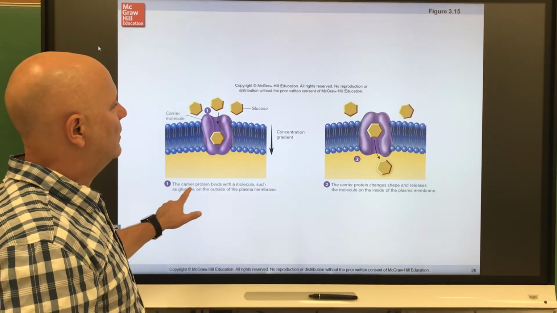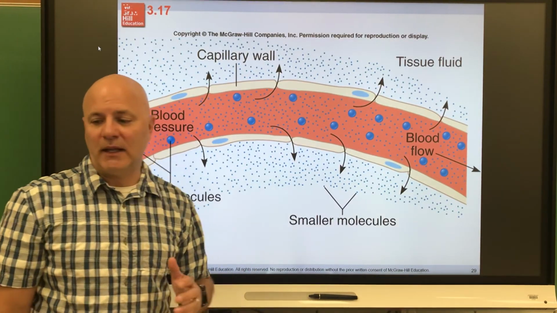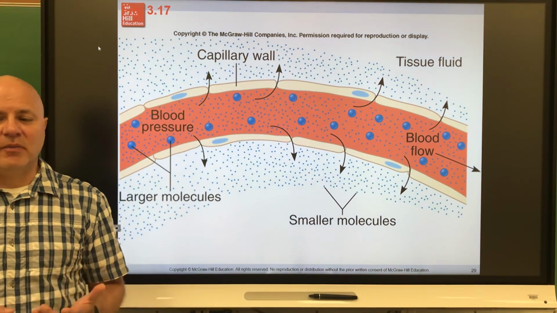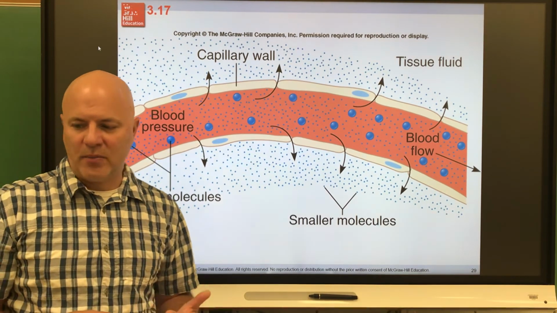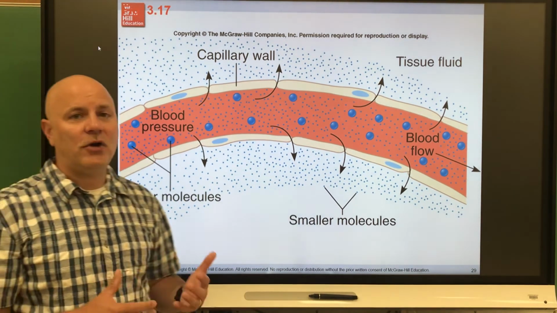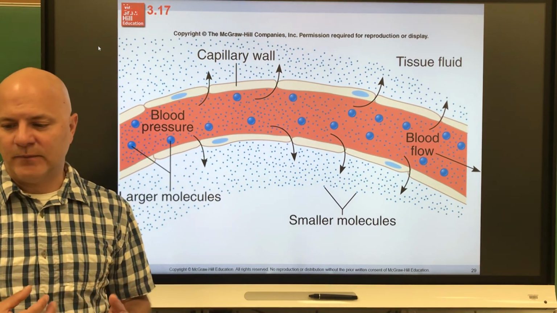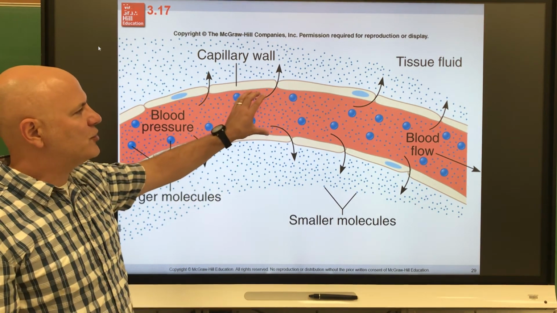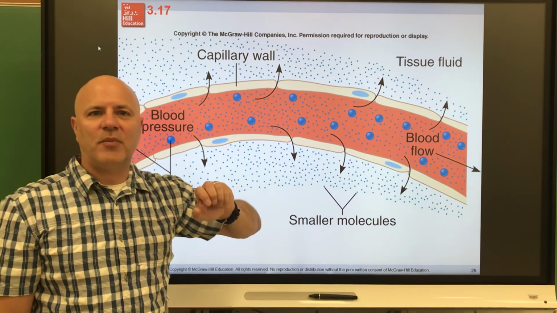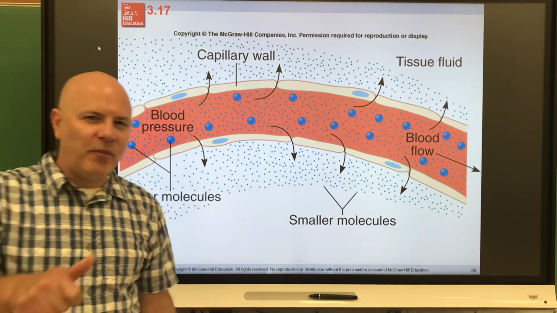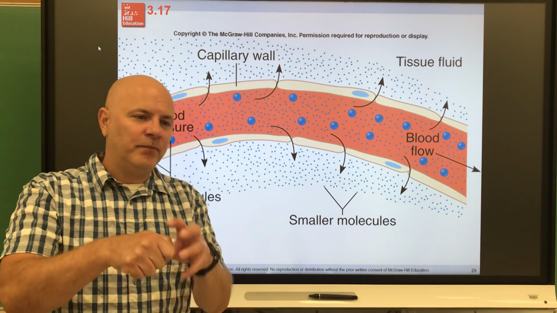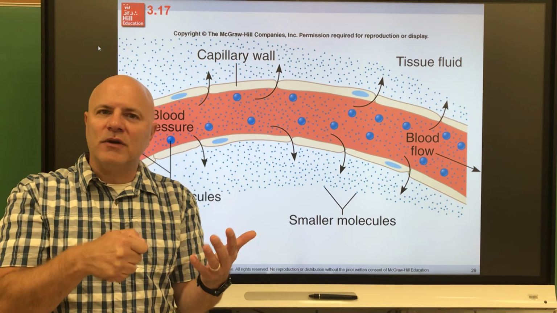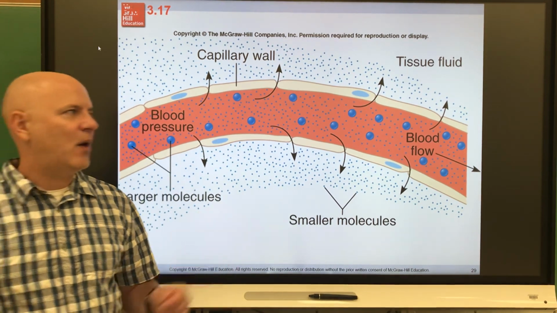Okay, so the next type of passive mechanism is filtration. Filtration is the movement of substances through a membrane as a result of hydrostatic pressure. This will occur in our capillaries, our smallest blood vessels. What happens here is if you go from a larger tube to a smaller tube, the hydrostatic pressure, or the water pressure, will increase. If you ever played with a garden hose, you put your thumb over the end of it, the opening is now smaller, and so this is going to back water up behind, and that's going to increase the hydrostatic pressure in there. So that's going to force that water out.